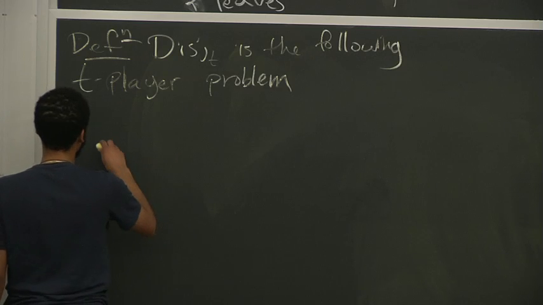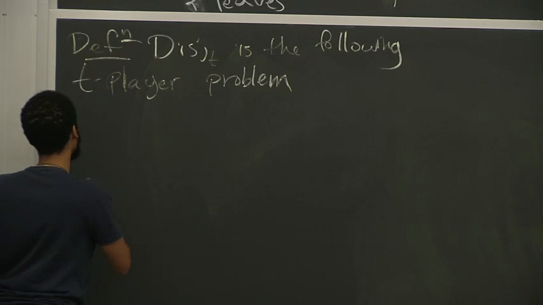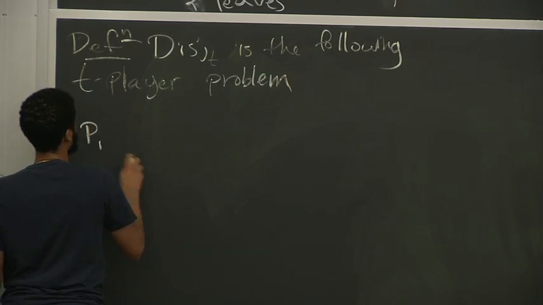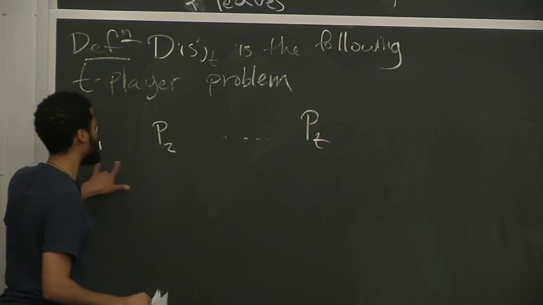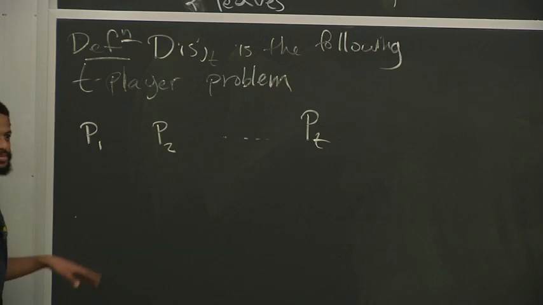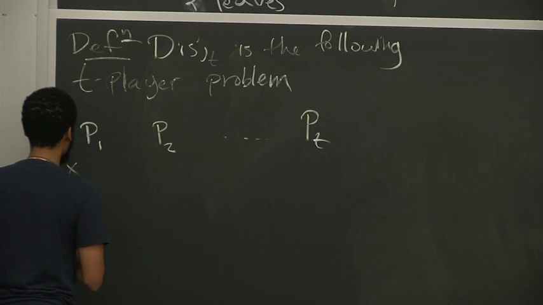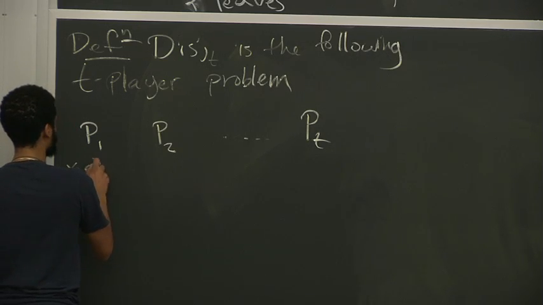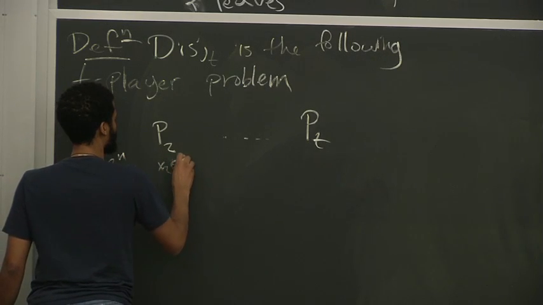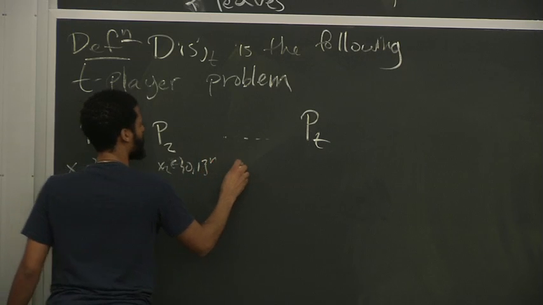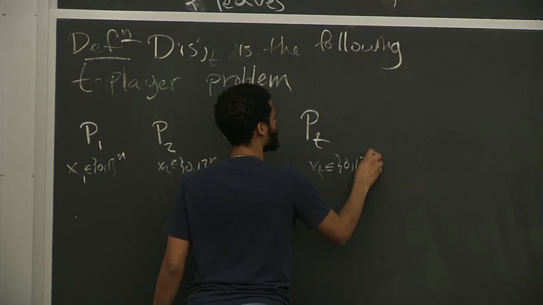So there's Alice. Well, I can't say Alice now. Let me say there's player P1, there's player P2, there's player PT. So before we just had 2 players, we called them Alice and Bob. Now we have T players. In this problem, each player gets their own bit string. So there's x1 in 0, 1 to the n. There's x2 in 0, 1 to the n. And there's xt in 0, 1 to the n.